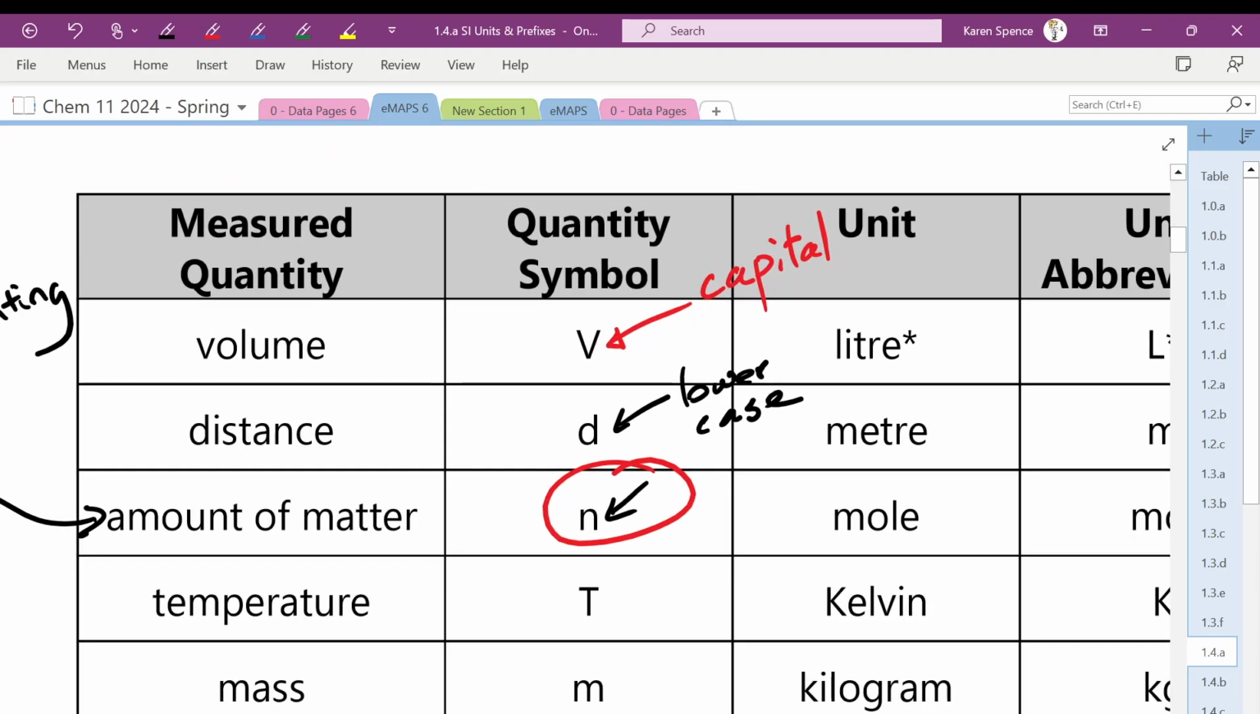Is that an uppercase N or a lowercase n? It's a lowercase n. And given that the mole, which is the unit, is 6.02 times 10 to the 23, what do you think N could stand for? Any ideas?